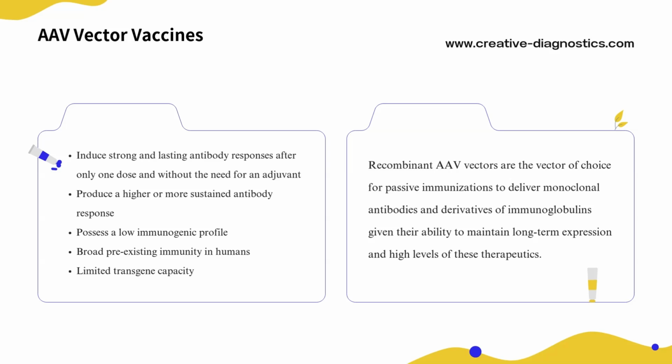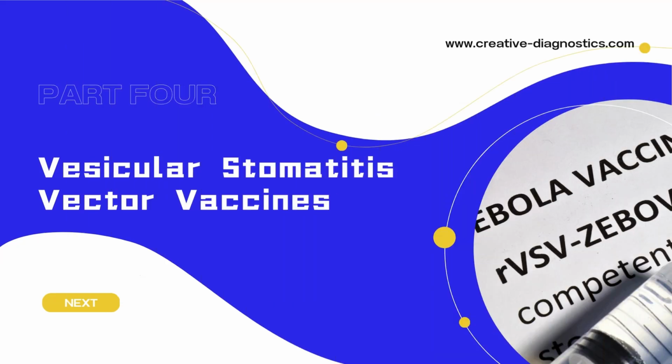Key limitations of AAV vectors include their limited transgene capacity and widespread pre-existing immunity in humans. Strategies to enhance AAV immunogenicity and circumvent pre-existing immunity are currently under evaluation. Recombinant AAV vectors are particularly favored for passive immunization, such as delivering monoclonal antibodies and immunoglobulin derivatives, due to their ability to sustain long-term expression and high therapeutic protein levels.